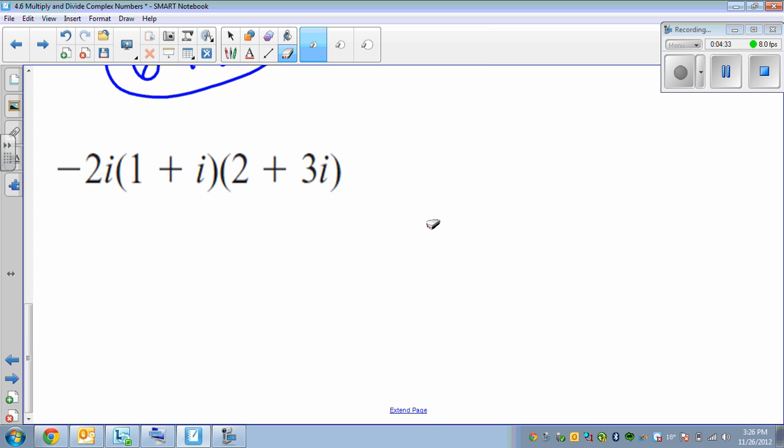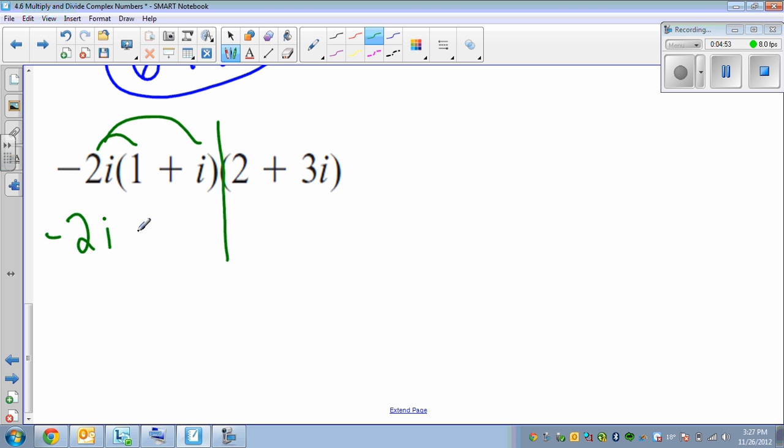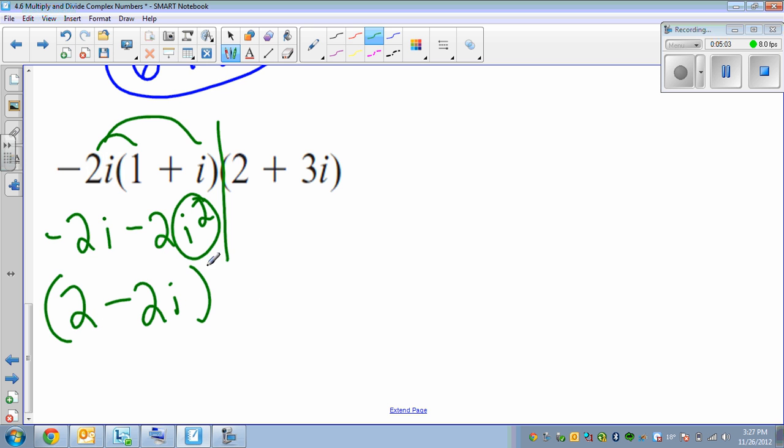Lots of ways to do this. Whichever way kind of makes you happiest. You can distribute first here, or we can FOIL first. Doesn't really matter which one we do. I'll just distribute first, I guess, and then we'll figure out from there. So we'll just do this side first, and then we'll FOIL out the rest after that. So we'll get -2i minus 2i squared. But remember, this is -1, so really what we get is 2 minus 2i. And then over here we just have the same thing still. Now we distribute.